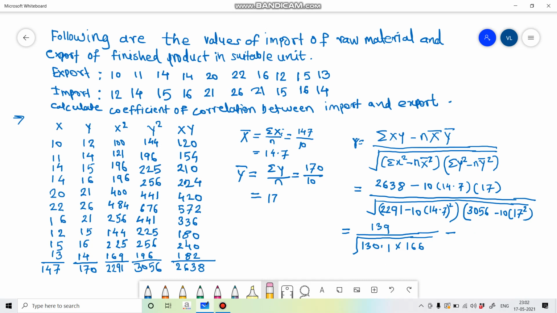So we get the answer here. I write here the answer: 0.9458. This is the answer.